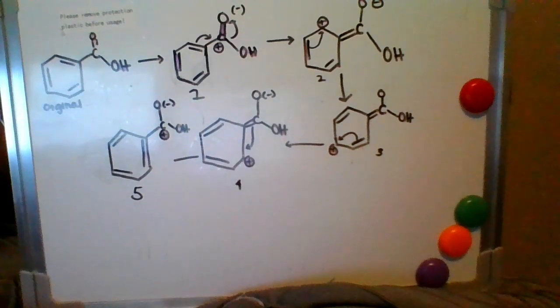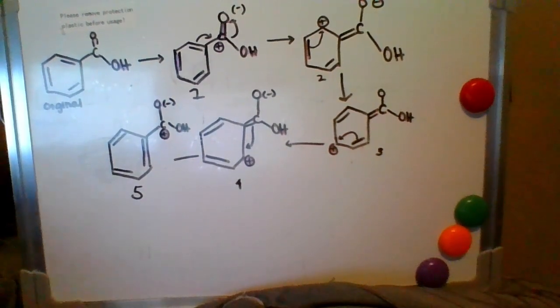And then lastly, the 5th one is where we see that the pi bond will form between the carbon and the oxygen in the functional group.